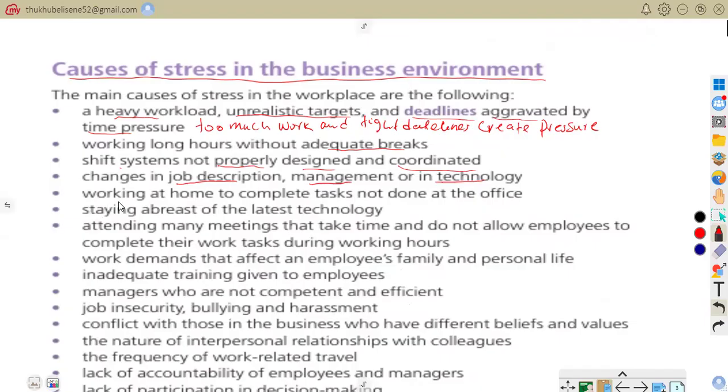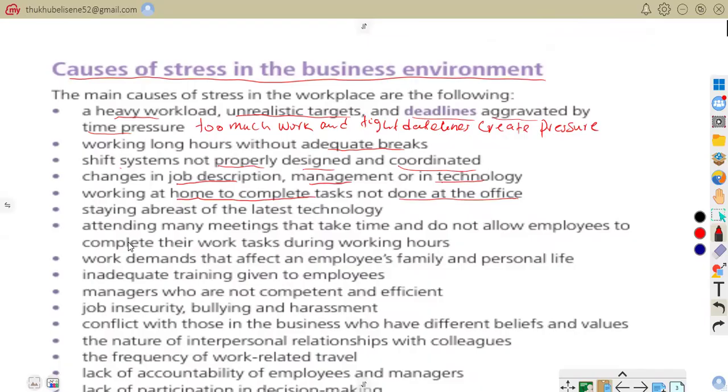Now it further says, working at home to complete tasks not done at the office. So working at home after hours brings us stress as well. Taking work home removes personal time and causes stress. Hope we're together, good people. Now you are to take the work home, so that is going to remove your personal time, and that is going to cause what?